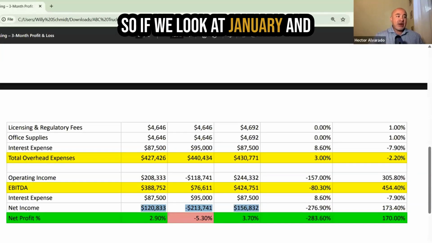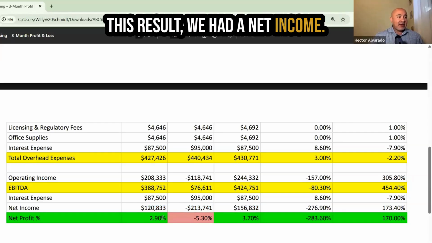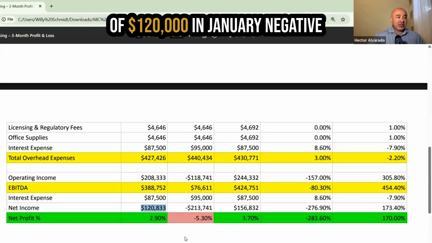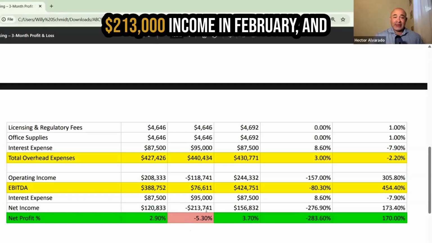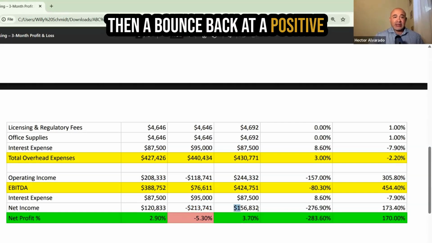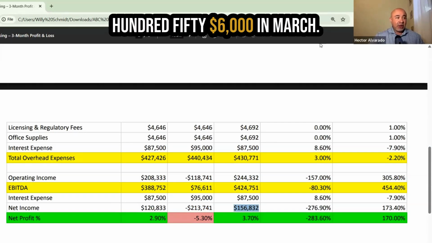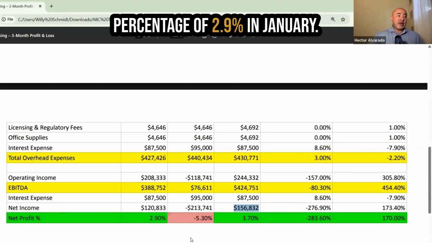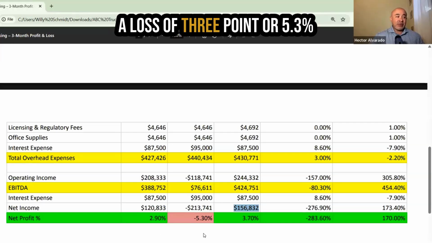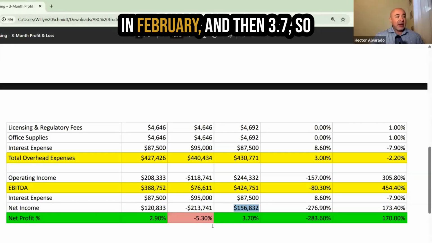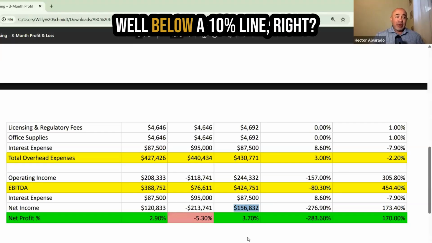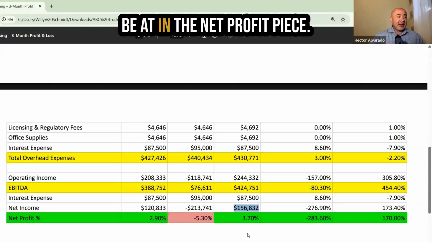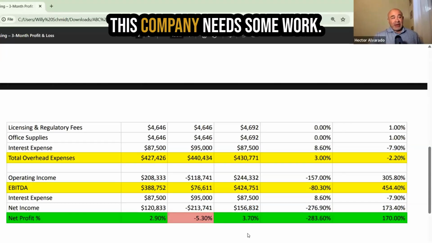So if we look at January in this result, we had a net income of $120,000 in January, negative $213,000 in February, and then a bounce back at a positive $156,000 in March. This shows to me a profit percentage of 2.9% in January, a loss of 5.3% in February, and then 3.7. So well below a 10% line, right? Or 10% where we want to be at in the net profit piece. This company needs some work.